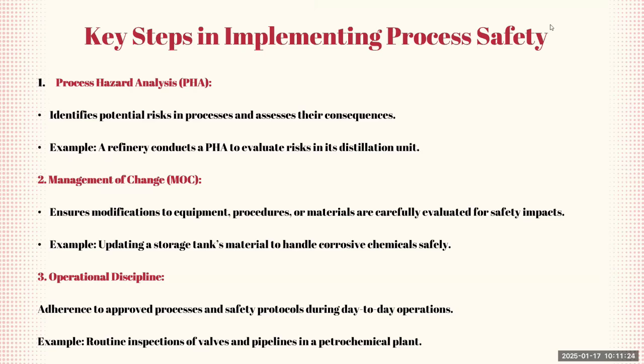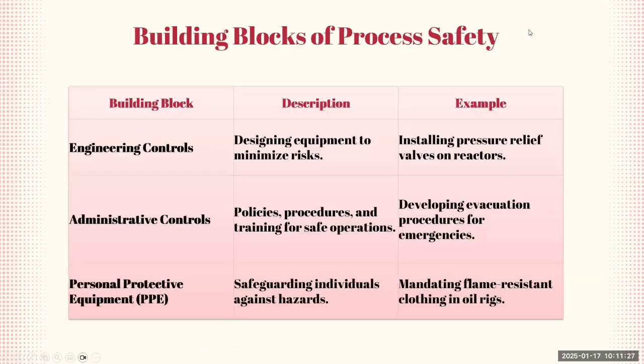Moving on, we have the building blocks of process safety. So we have the engineering controls. This involves designing and implementing equipment to minimize risks directly. So it's about creating systems that are inherently safe to operate. For example, as I said, we can install a pressure relief valve to prevent overpressurization and potential explosion in reactors. Then we have the administrative controls, which are the policies, procedures, training programs, and also the proper management of risk. An example of that would be developing a clear evacuation procedure for emergencies to ensure that workers know how to respond swiftly and effectively.